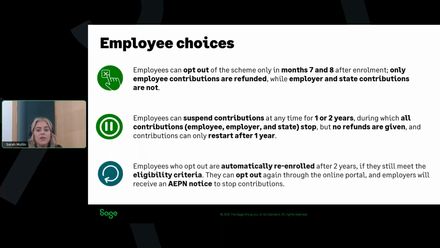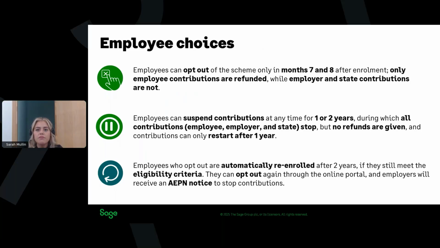Now, finally, if an employee does choose to opt out, they will be automatically re-enrolled after 2 years. But that is, of course, as long as they still meet the eligibility criteria. That just helps people from forgetting to actually rejoin the scheme. But if they still do want to opt out, they can, of course, opt out again through their online portal, and then you'll just receive an updated AEPN notice to then stop the contributions again. So they will go back in, but they can always opt out another time if they don't want to be in it still. So they've got a few options there, and that just gives employees a little bit of flexibility when it comes to automatic enrolment.